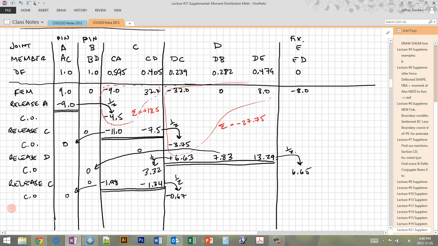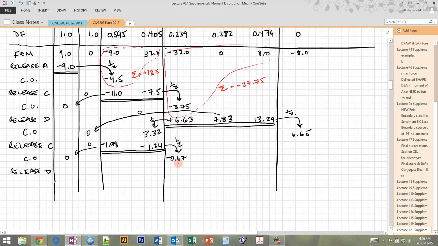Back to D. So you see now this is where this kind of iterative process comes in, where we're just going back and forth between C and D until these carryover numbers get small enough that we're not worried about it. So I'm going to balance negative 0.67, so I'm going to get 0.16, 0.19, and 0.32. We're back in equilibrium.